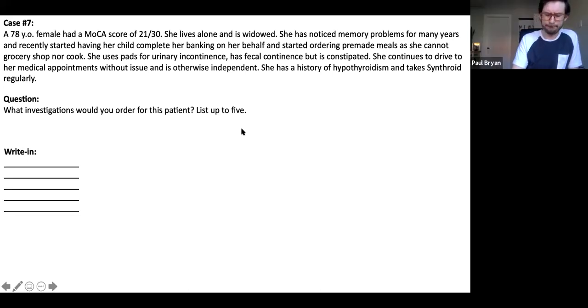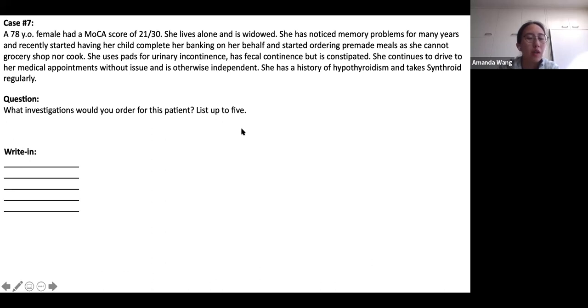Yeah, I think so. So basically you have a 78-year-old female with a slightly low MoCA score of 21/30. She's got no one who lives with her, and she's been noticing memory problems for a few years now, and her kid is now doing her banking, and she's no longer cooking for herself nor shopping for herself, and she's got a bit of urinary incontinence, but she has fecal continence, and she's slightly constipated. She drives herself still and is otherwise independent, and she has some background medical history of hypothyroidism. So what investigations would you order for this patient?